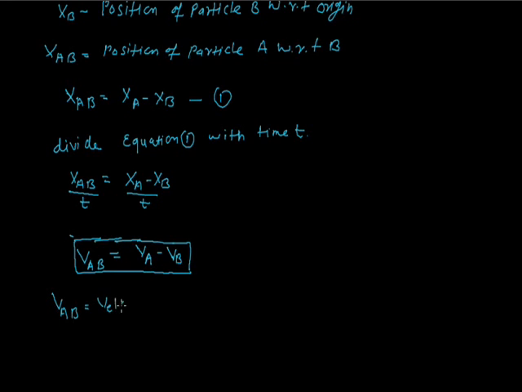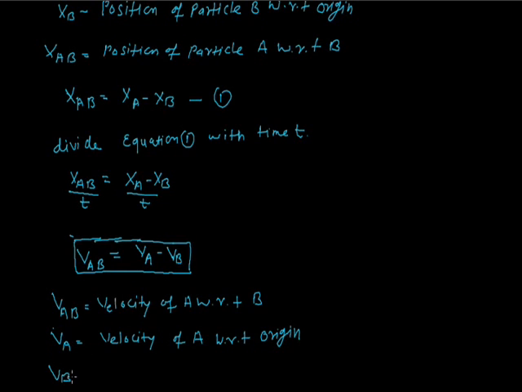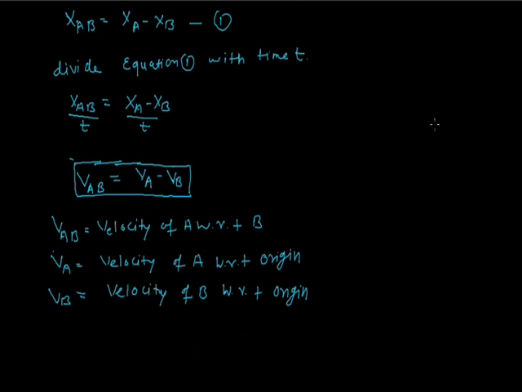VAB is the velocity of A with respect to B, and VA is the velocity of A with respect to origin. In the same way, VB is the velocity of B with respect to origin. Now we discuss some questions.